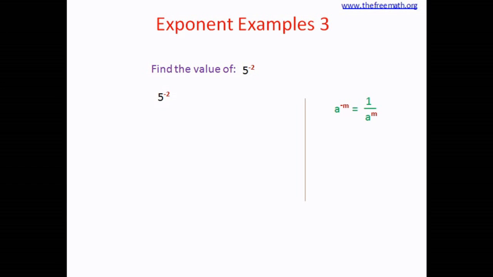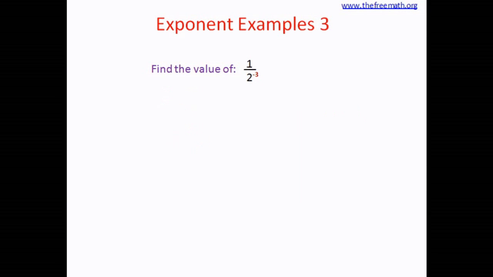A to the power of negative m equals 1 over a to the power of m. When the exponential number moves from the numerator to the denominator, the sign of the power changes. So 5 to the power of negative 2 equals 1 over 5 to the power of 2, and 5 squared equals 25, so it equals 1 over 25.